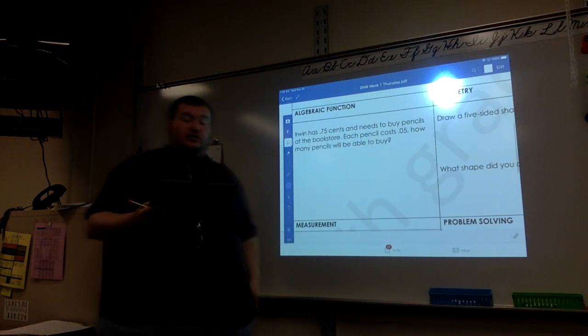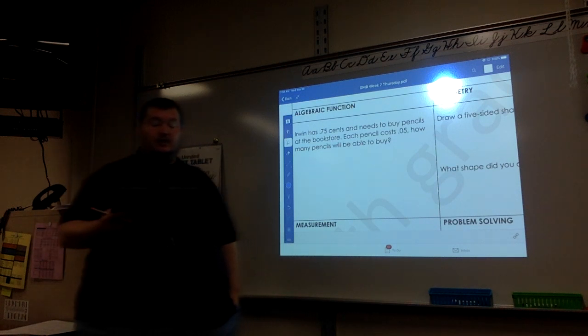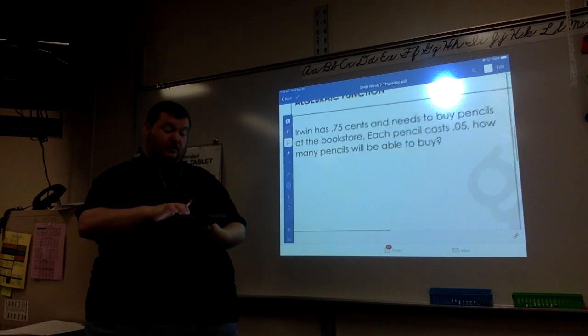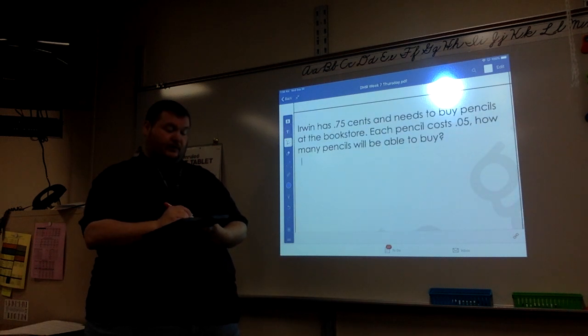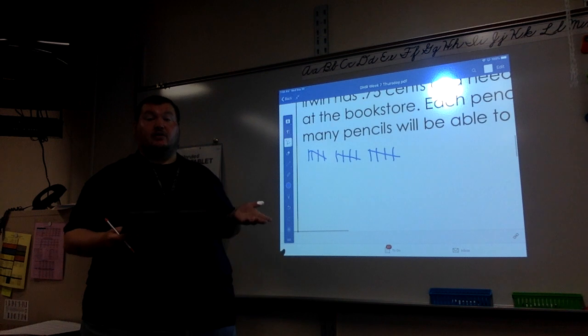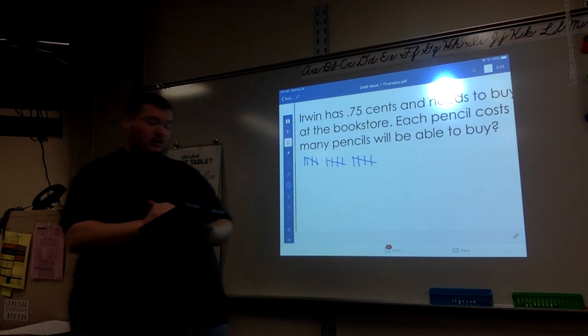Looking at algebraic functions, Erwin has 75 cents and needs to buy pencils at the bookstore. Each pencil costs 5 cents. How many pencils will he be able to buy? Well, I can do a picture and just count by 5s: 5, 10, 15, 20, 25, 30, 35, 40, 45, 50, 55, 60, 65, 70, 75. And the tally marks are the number of pencils you can buy, which is 15.